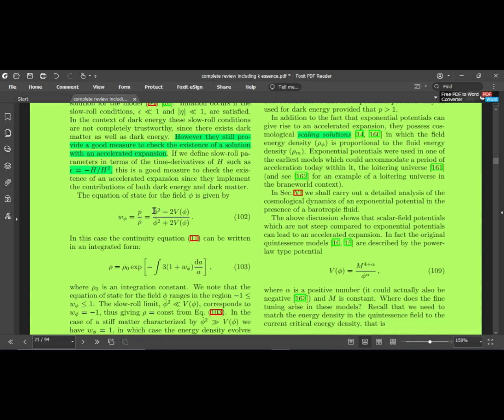Now, the equation of state is defined by the total pressure over rho, and this pressure is coming from the matter, and the matter has phi dot square minus 2V over phi dot square plus 2V, with the half phi dot square as taken in ΛCDM. Now this omega phi has to be in the form of -1.